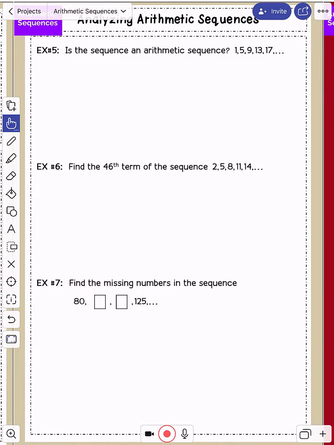All right, and this is a couple more examples of things I want you to be able to do, and I'm going to leave those also. I'll leave them for you to try by yourself, or we will try them together. And so that's the end of arithmetic sequences.